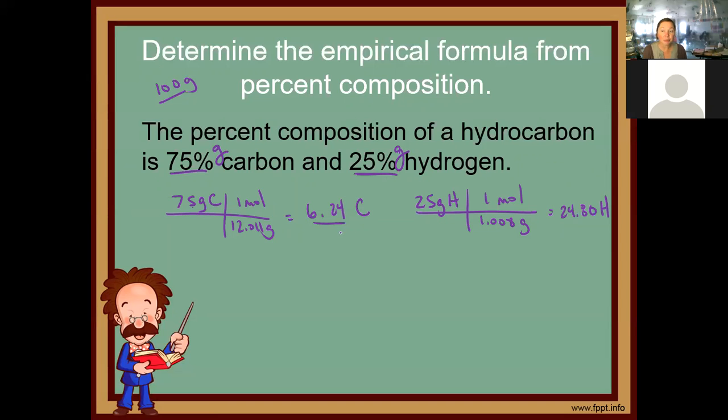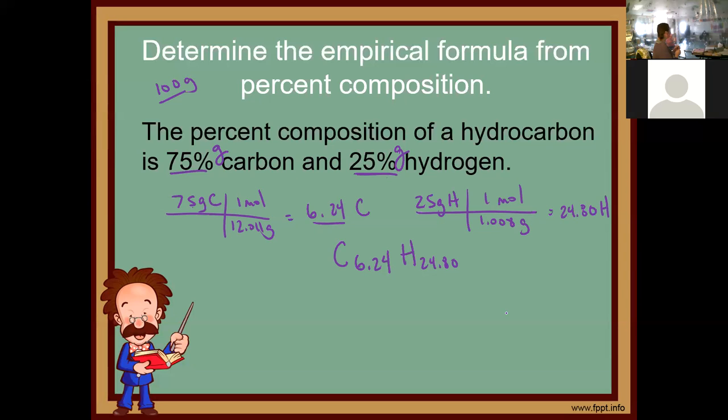So now I can write a formula. I know that our mole numbers are also the subscripts in our formula. So I can write a formula, C6.24H24.80. And tell me how much that looks like every chemical formula that we use. Zero, it looks like, because we never put decimals in our formulae. So how could I scale up these numbers to whole ratios? Scale up or scale down?